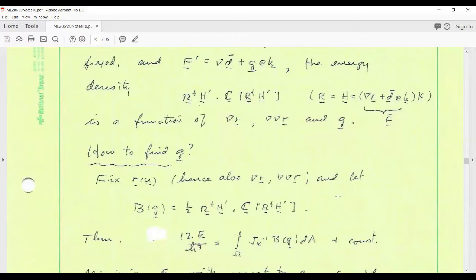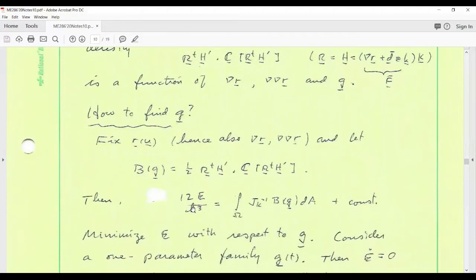Okay, so how can we find G? Can we find an expression for G and simplify this energy density further? Well, let's freeze all these variables. Let's freeze R of U, which means we're also freezing the gradient with respect to U and the second gradient. So we're freezing this as a function on the midplane. And define this function of G then at that frozen value of all these variables. Okay, that's just the energy density with a half in front here. And if you look back at your notes, you'll see that the potential energy, which includes the load potential, does not involve G at all in the case of pure bending.